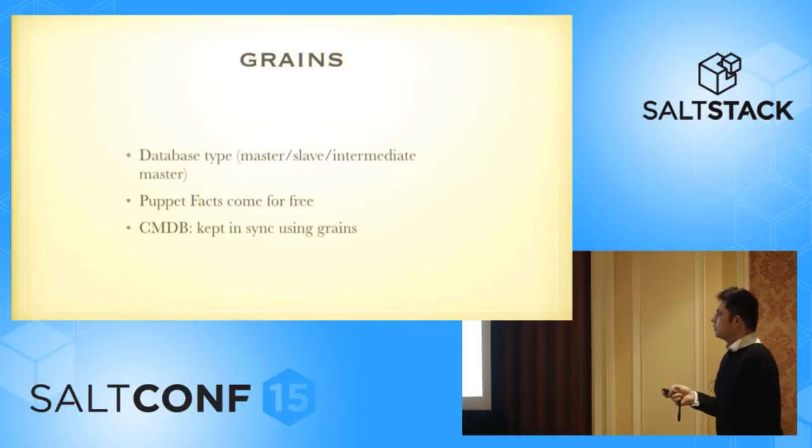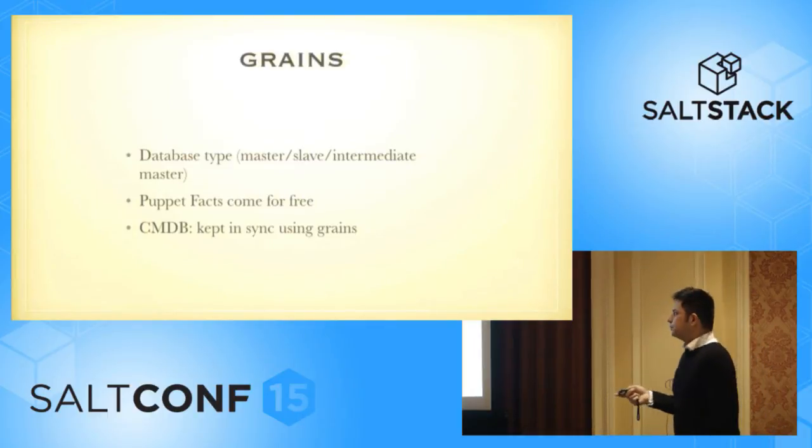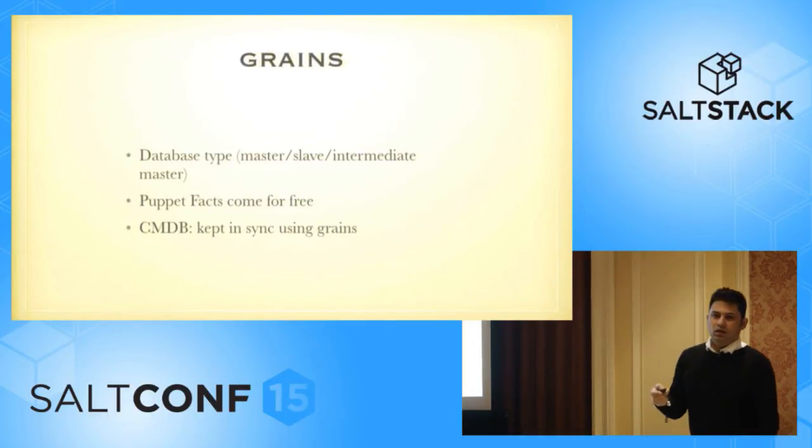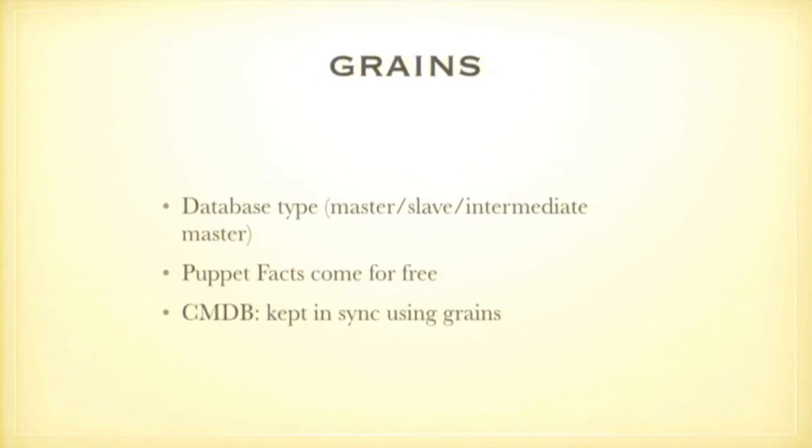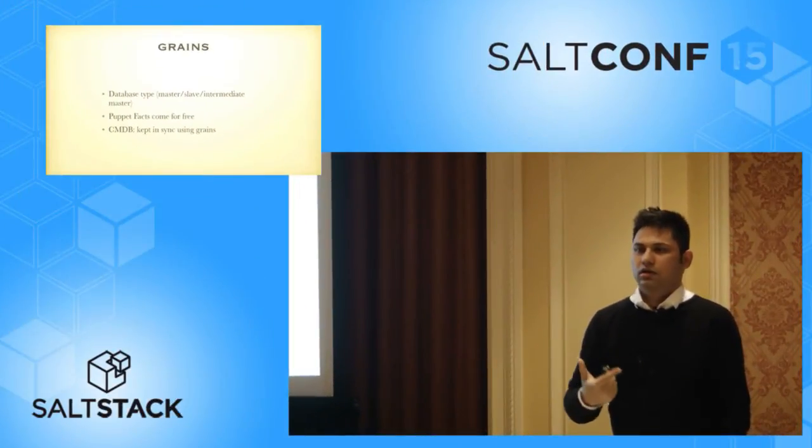In custom grains, we also store the database type, which is it a master, slave, or intermediate master? Puppet facts come for free. I've also written a small Python script which takes all the Puppet facts and converts it into grains, which is very useful. We also do a reverse sync up to our CMDB. So you take all the grains and you query them all. This is really clever. You query them all and put it back into the CMDB. So CMDB always has live data. It's not like tailing behind.